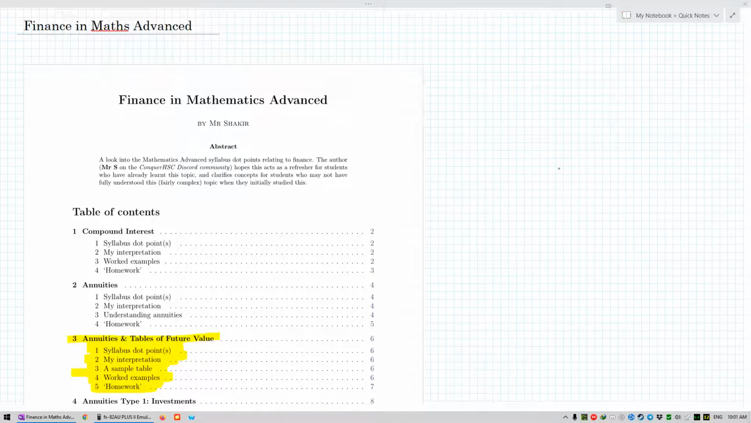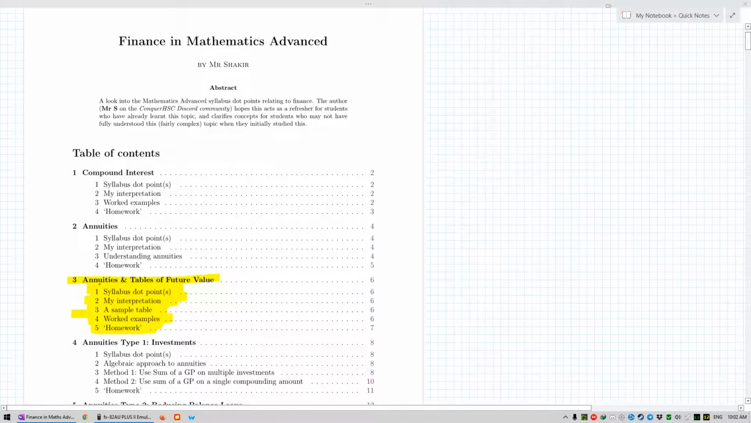Welcome to lesson 3 in the mini holiday course, whatever you want to call it. We're just looking at finance and the syllabus dot points for finance in Maths Advanced course. Okay, so today it's lesson 3. We're looking at annuities and tables of future value.